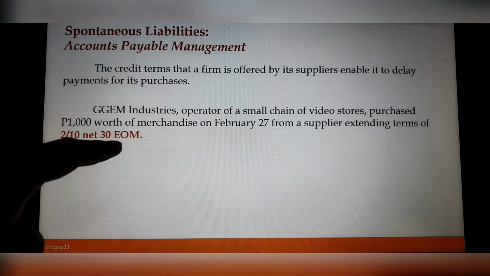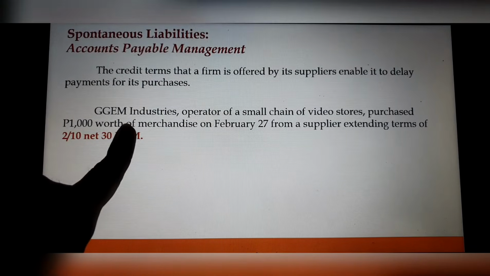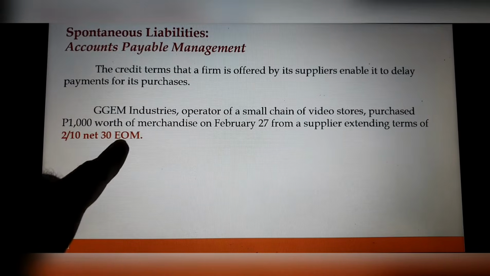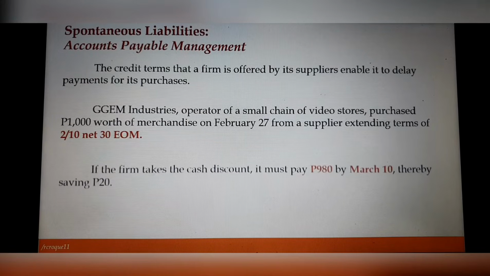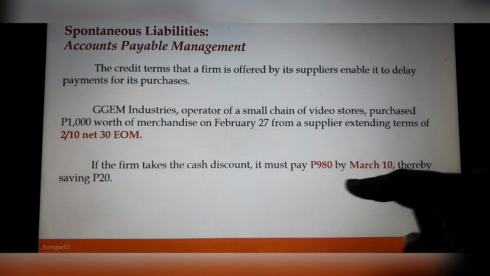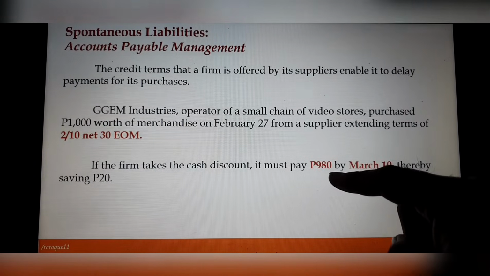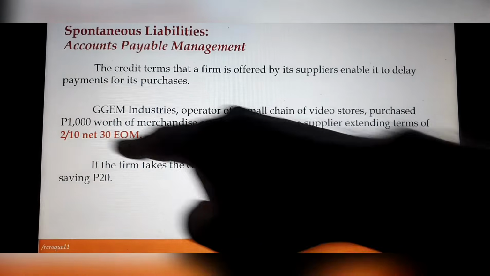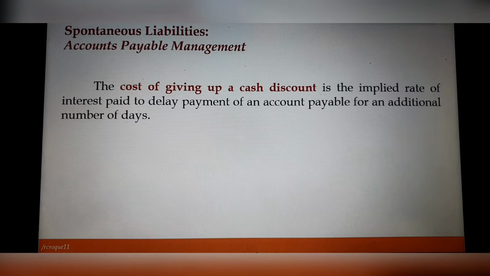That is a difference ng kapag may EOM at kapag walang EOM. Pag walang EOM, start ka na agad ng bilang ng credit period mo. Pero pag may EOM, we have to wait until the end of the month at saka ka magi-start. Okay? So meaning, if we pay up to March 10, we can pay 980 pesos only. And that would save us 20 pesos. Instead of 1,000, we will just pay 980.